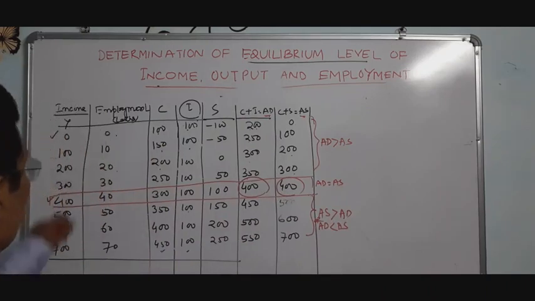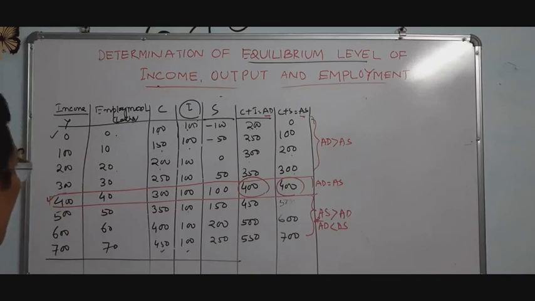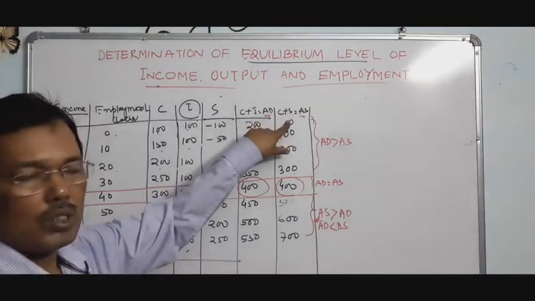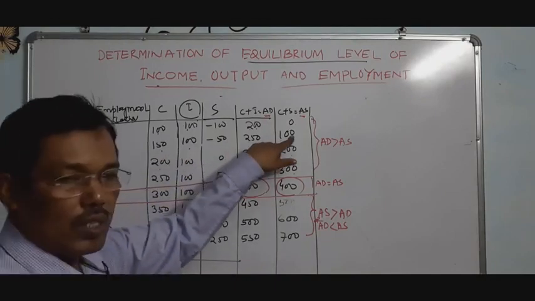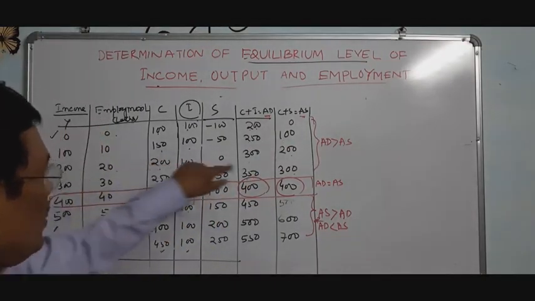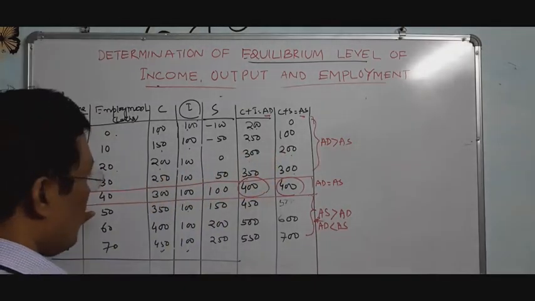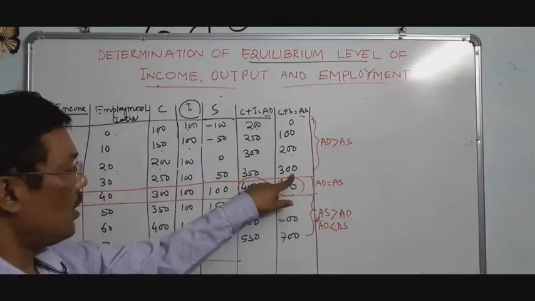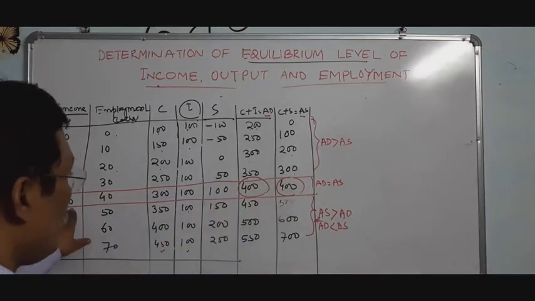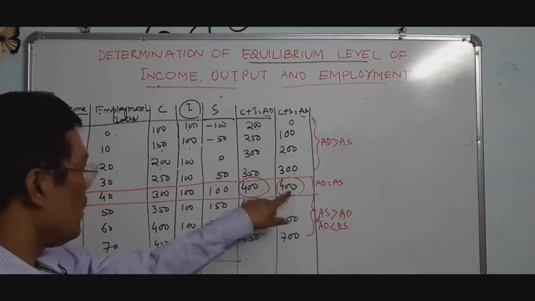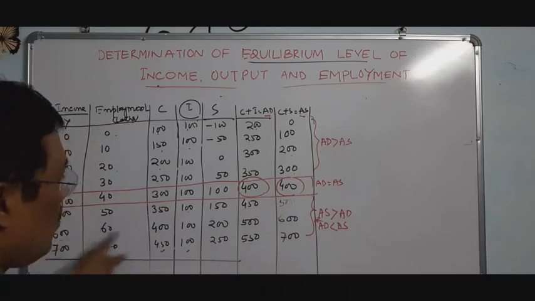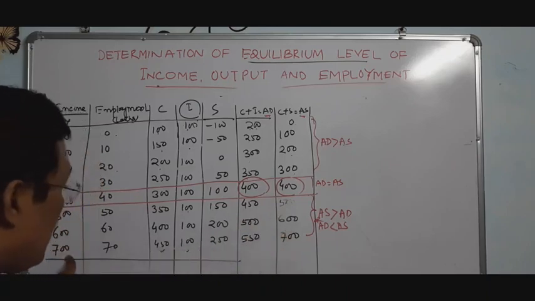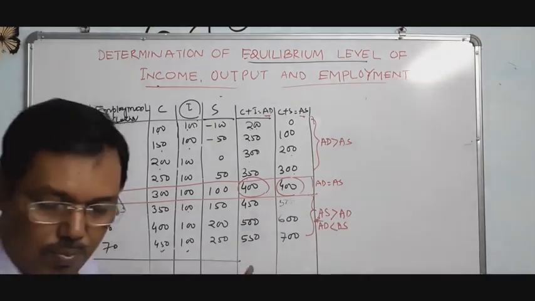Now, see, what is the level of income? At 0 level of income, aggregate supply is 0. At 100 level of income, AS is also 100. At 200 level of income, AS is 200. At 300 level of income, aggregate supply is 300. At 400, aggregate supply is 400. At 500, it is 500. At 600, it is 600. At 700 level of income, aggregate supply is 700 as per my table.